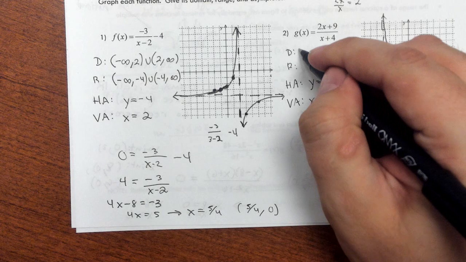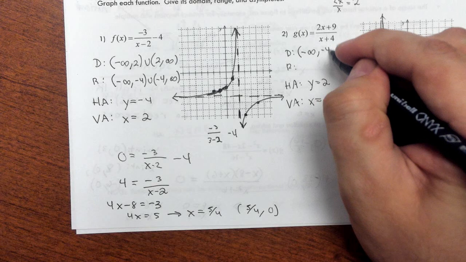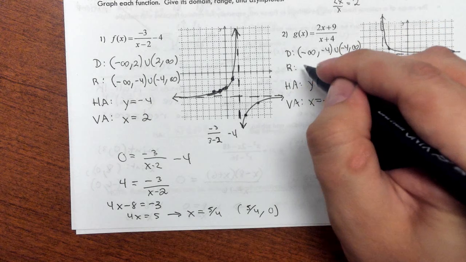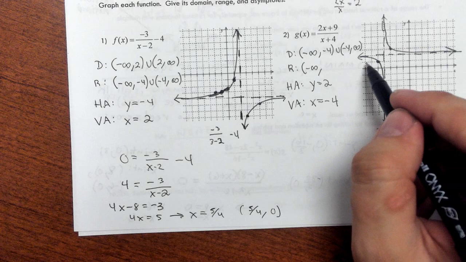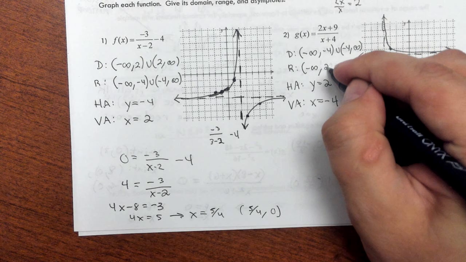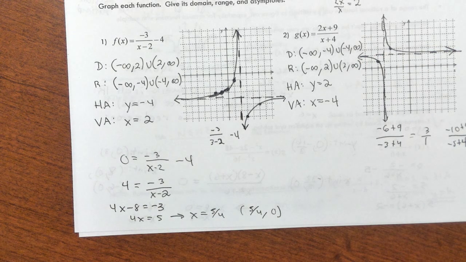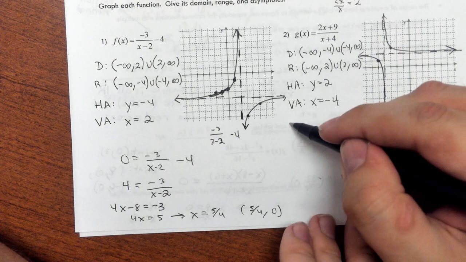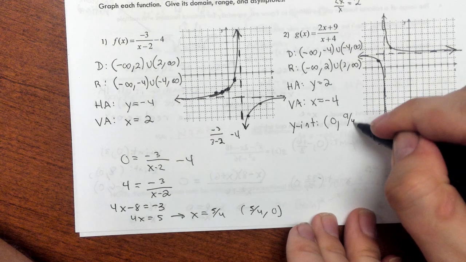My domain will be negative infinity to negative 4, union with negative 4 to infinity. My range, from negative infinity, I go up to positive infinity, but notice I'm skipping 2 in the middle. So negative infinity to 2, union with 2 to infinity. And again, if I wanted to find x-intercepts or anything like that, I could do it. If I wanted to find the y-intercept, if I substitute 0 for x, I will get 9/4.